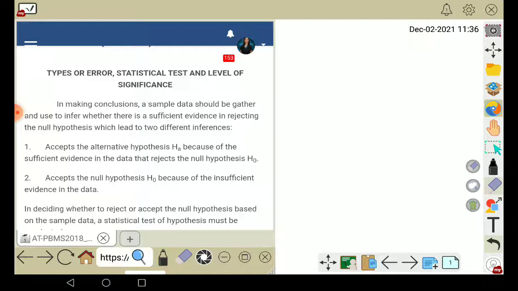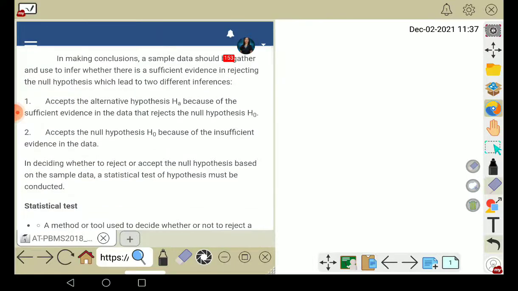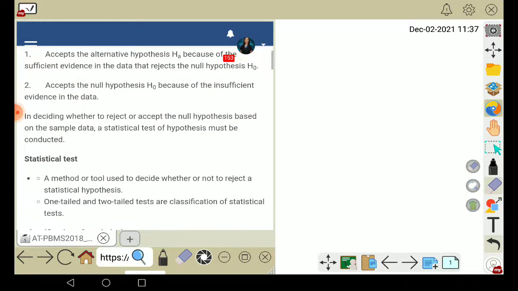Take note that insufficient evidence in the data refers to the process of testing your null hypothesis and trying to prove it false. If there is insufficient evidence that the null hypothesis is false, then we accept that the null hypothesis is true. In deciding whether to reject or accept the null hypothesis based on sample data, a statistical test of hypothesis must be conducted. A statistical test is the method or tool used to decide whether or not to reject a statistical hypothesis.